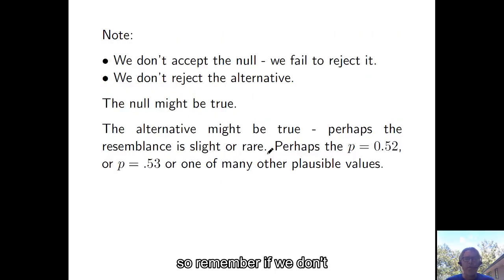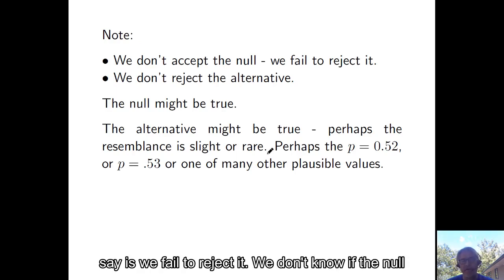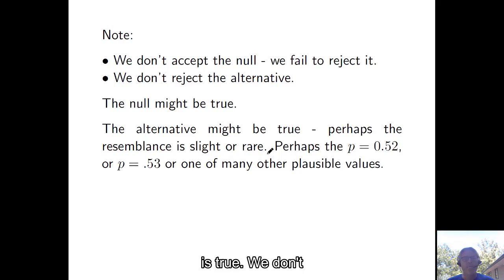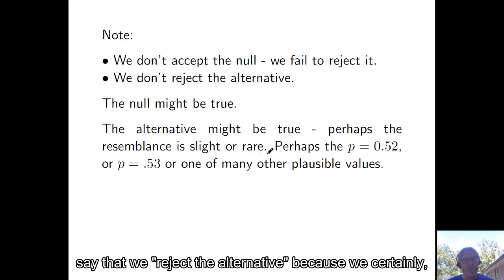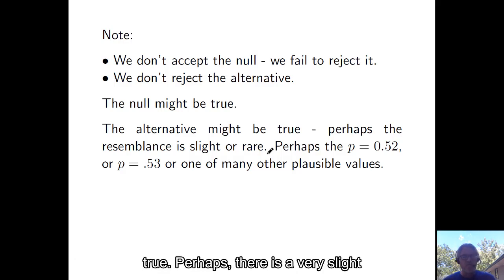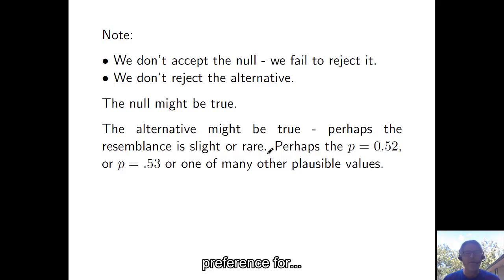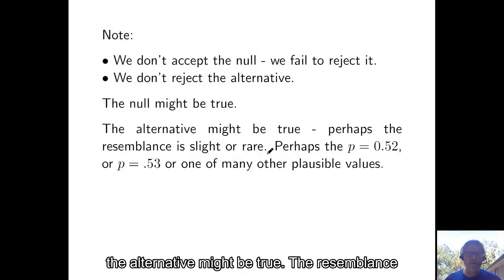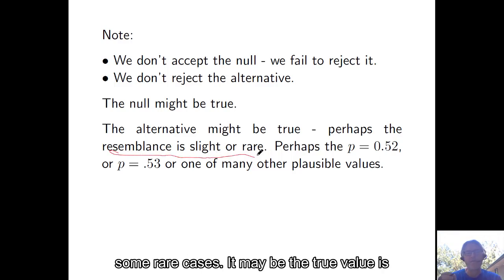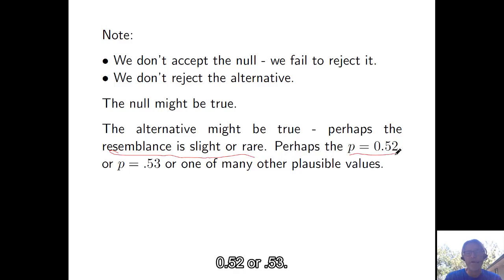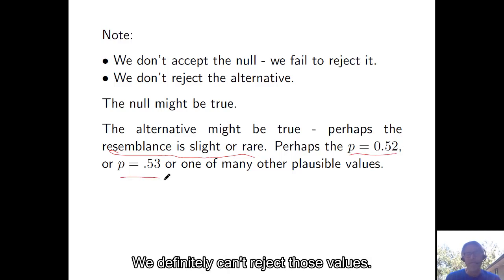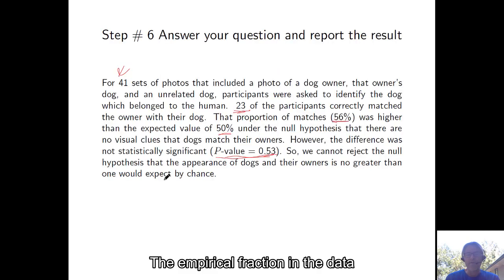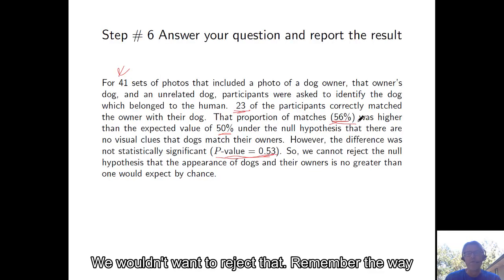So remember, we don't say that we accept the null. What we say is we fail to reject it. We don't know if the null is true. And we don't say that we reject the alternative because we certainly don't know that the alternative is not true. Perhaps there is a very slight preference, and the alternative might be true. The resemblance might be really slight, or it might only happen in some rare cases. So maybe the true value is 0.52 or 0.53. We definitely can't reject those values. The empirical fraction in the data was 0.56, so certainly we wouldn't want to reject that.